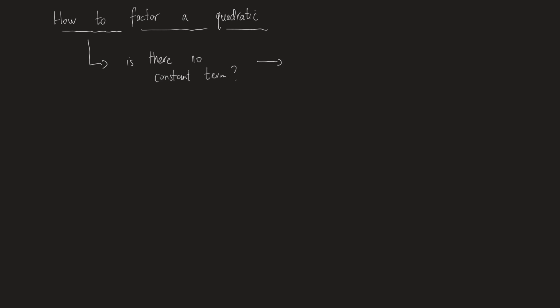So for example, let's say our quadratic is x squared minus 5x, and indeed there is no constant term. So all we're going to do here is factor out a common factor. Because there's no constant term, both terms that are there have a common factor of x. So I can pull that out the front and write this as x times x minus 5. Okay, well, that's quite a special situation. We won't always be in that situation, unfortunately.